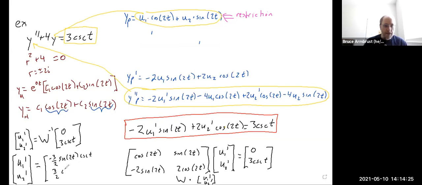So 3/2 cosine of 2t, cosecant t, swap, cut in half. Yep, I think you're right. I like it.